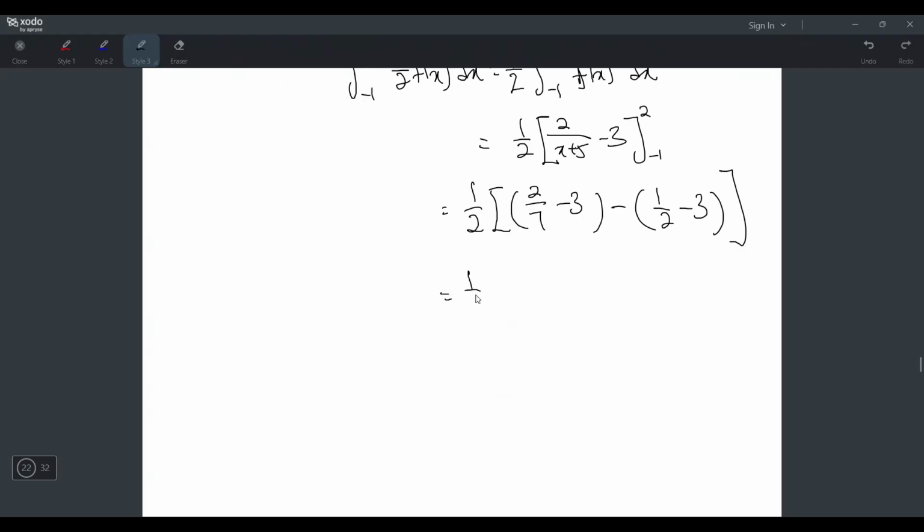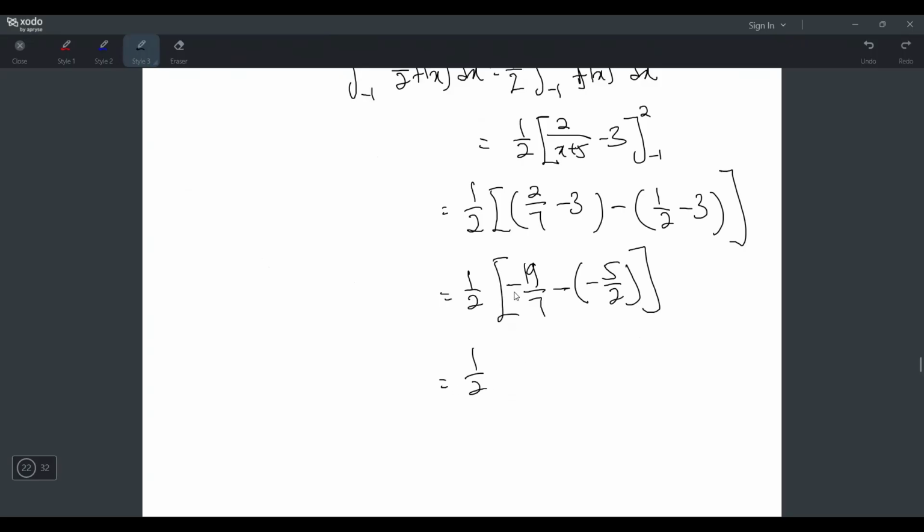Okay, the 1 over 2, don't do it yet. Let's do the minus first. Okay, 2 over 7 minus 3. Negative 19 over 7. And then minus, say, minus 1 over 2 minus 3. If you press the calculator, you will get negative 5 over 2. But there's already one minus here, so you have to use another bracket like that. And then here, make sure you close with the big bracket.